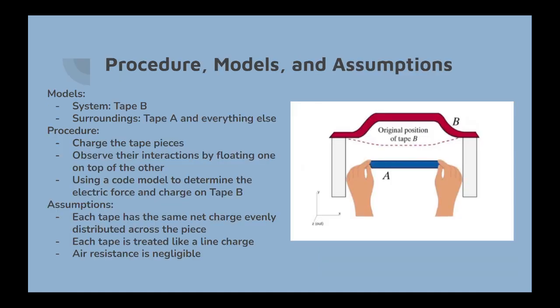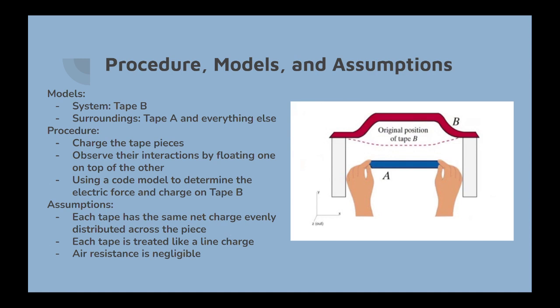So the procedure is the same as Lab 1. Our system is tape B, and the surroundings are tape A and everything else. We charge the tape, we observe the interactions, and we use code to get the force and charge. We assume that each tape has the same net charge evenly distributed across the piece of tape. We are treating each tape like it's a line charge instead of a point charge, and air resistance is still negligible.